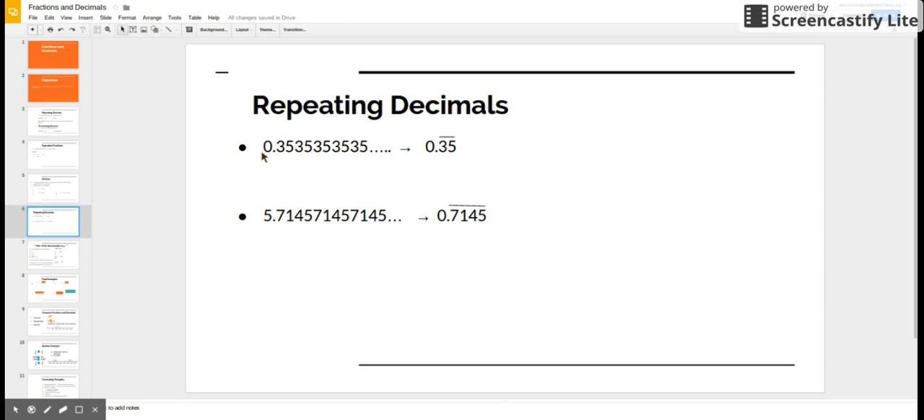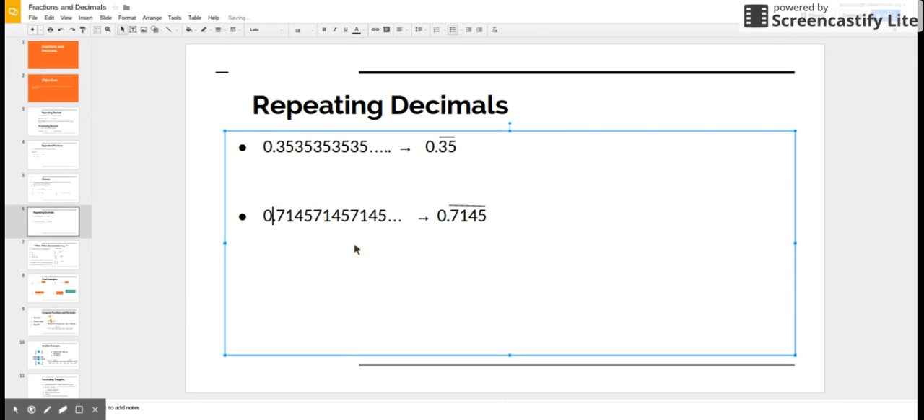Repeating decimals. So here we have 0.3535353535, and it's written like this, 0.35 with the bar over the 3 and the 5. Here we have another repeating decimal. I'm just going to change this real quick to 0 because that's what I have here. So here we have another repeating decimal: 0.714571457145. That ends up repeating, so the bar is over the 7145.